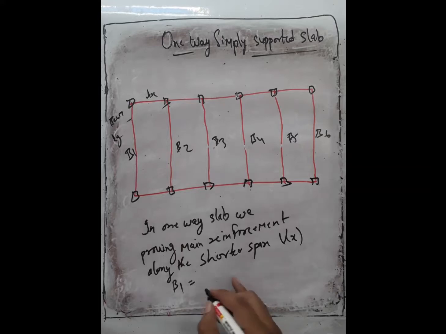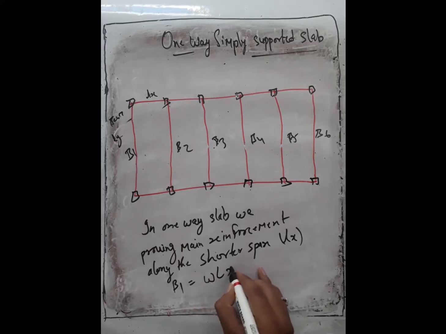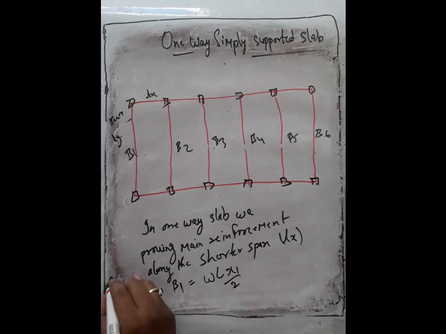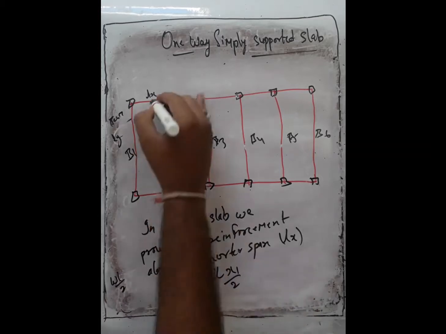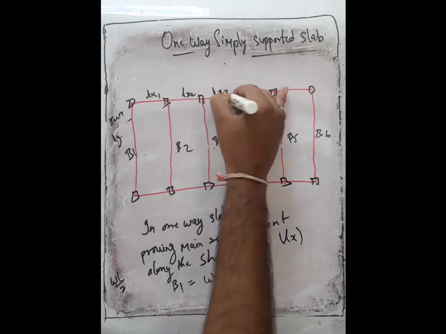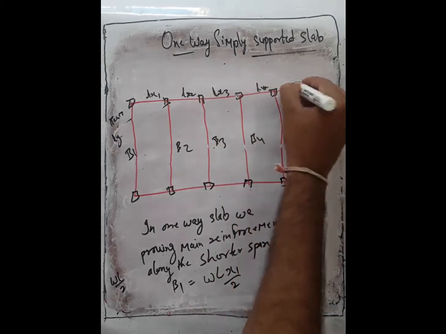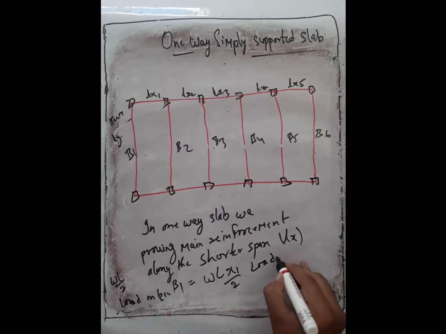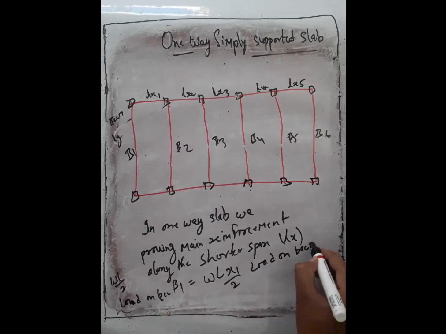So we have to find the load on the beam. The load on the beam is W Lx1 by 2. We know already that shear force in case of UDL is WL by 2. So here we take W Lx1 because this is Lx1, this is Lx2, Lx3, Lx4, Lx5. This is our shorter span. So that is the load on beam B1.